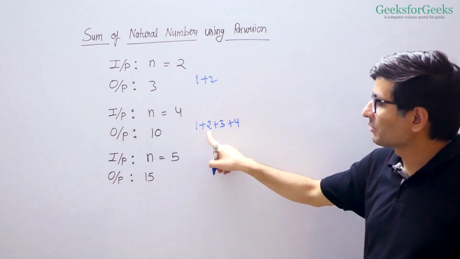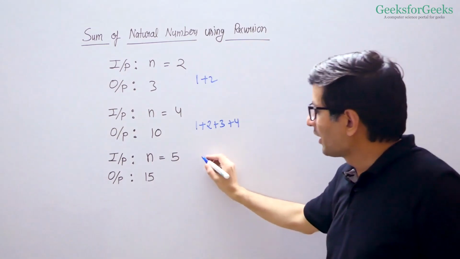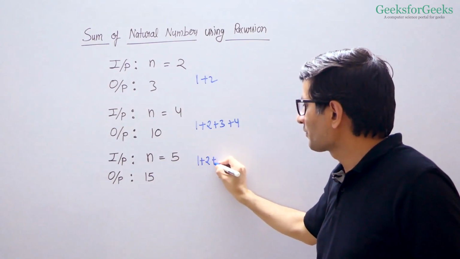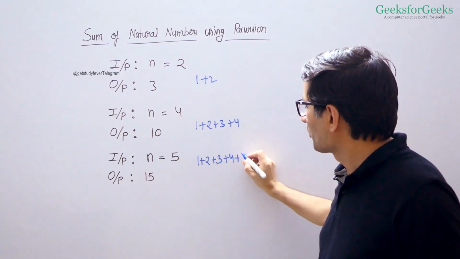So output is 1 plus 2, 3, 3 plus 3, 6, 6 plus 4, 10. If n is 5, sum of first 5 natural numbers, which is 15. So our output is 15.